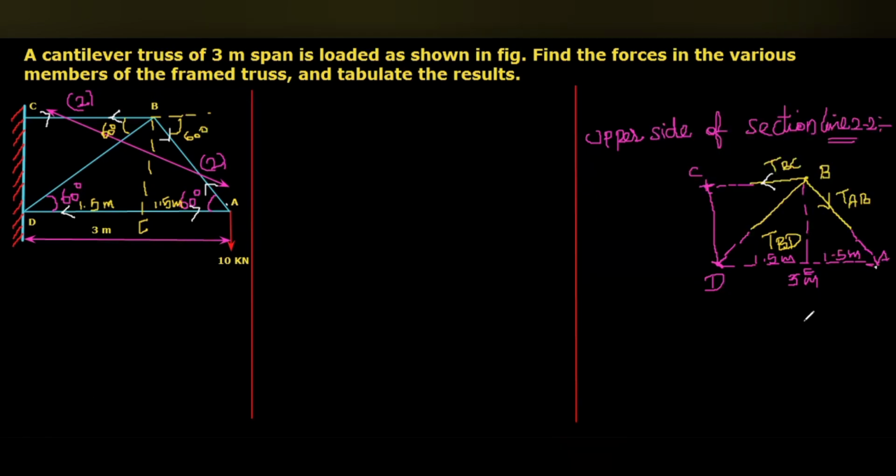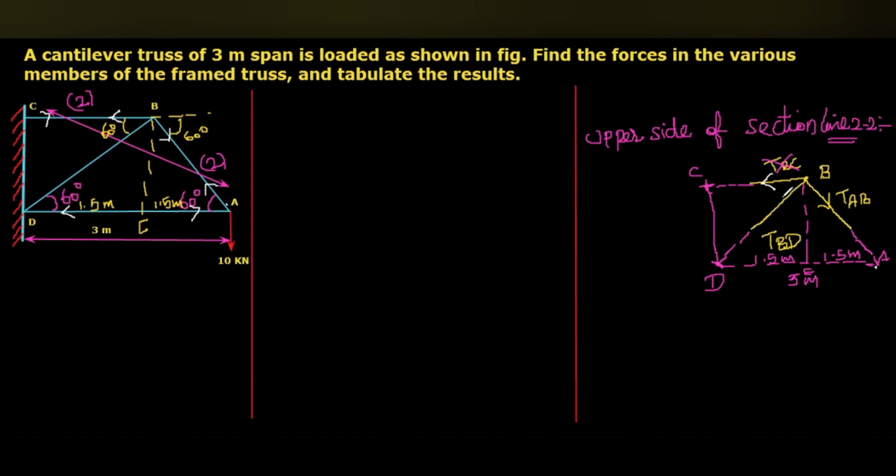For our reference, I just leave this diagram. So here, I am going to take moment about C and equate to 0. When I take moment about C, this force TBC passes through the point C, so I am going to eliminate the moment made by TBC. Then the TAB and TBD.